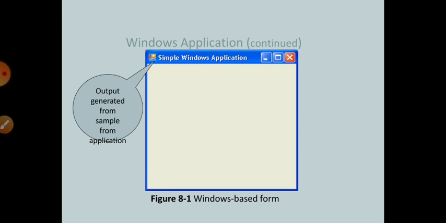So this is your Windows application. This is how it will be displayed onto the screen. Since you are displaying the text on the title bar, you can check it out here.